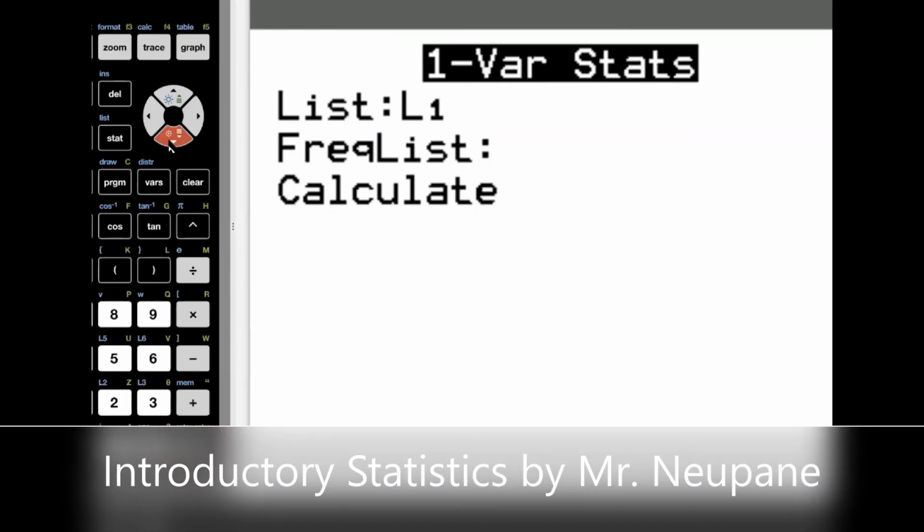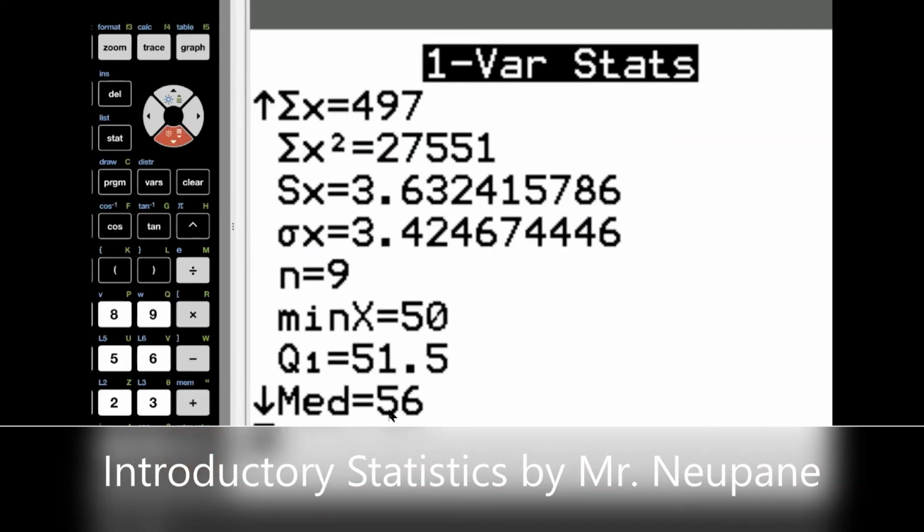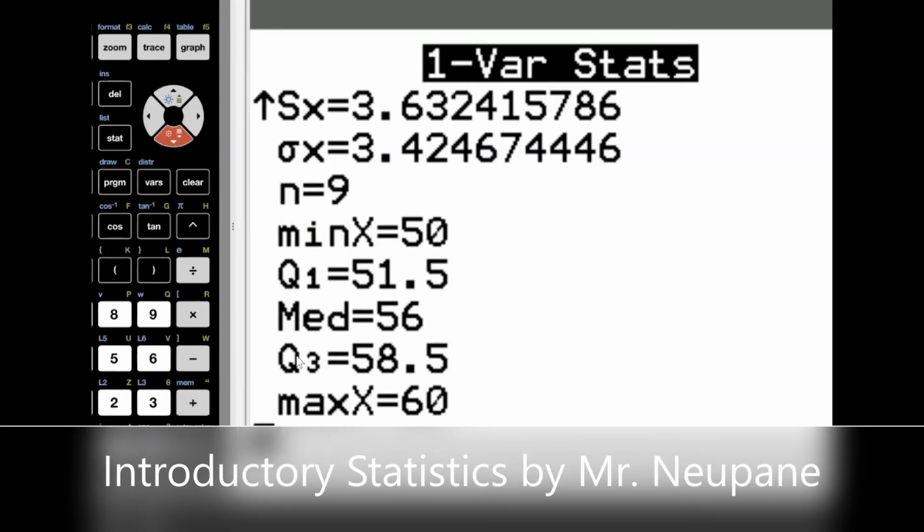So when you go here and then calculate, as I showed you before, you'll see your Q1 there, which you can copy in your note catcher. Your Q1 is 51.5. Then if you hit this lower arrow, you'll see the median, which is Q2. You can write median or Q2 as 56. And if you hit this down arrow one more time, you'll see Q3. So Q3 is 58.5. So you can see that we can use the calculator to find these values, Q1, median, Q3.